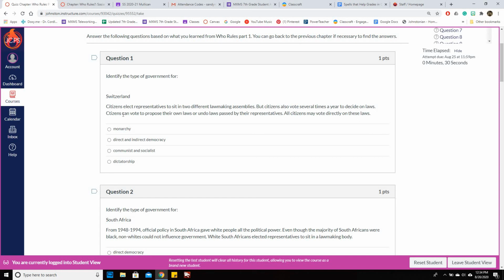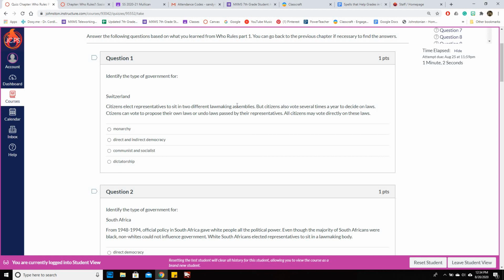Identify the type of government for Switzerland. Citizens elect representatives to sit in two different lawmaking assemblies, but citizens also vote several times a year to decide on laws. Citizens can vote to propose their own laws or undo laws passed by their representatives. All citizens may vote directly on these laws. So our options are monarchy, direct and indirect democracy, communist and socialist, or dictatorship.